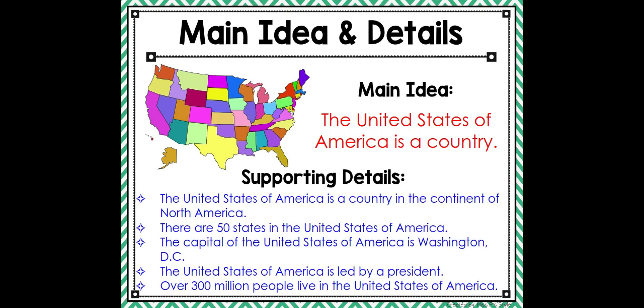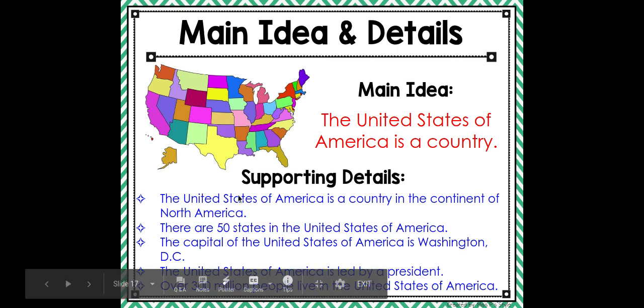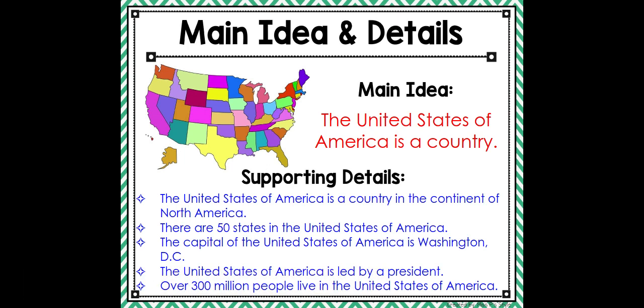Now, you might have thought of something different because there are a lot of different things that could support the main idea, but here are a few. The United States of America is a country in the continent of North America. There are 50 states in the United States of America. The capital is Washington, D.C. The United States is led by a president, and over 300 million people live in the United States of America. So these 5 supporting details all give more information about the United States of America being a country.